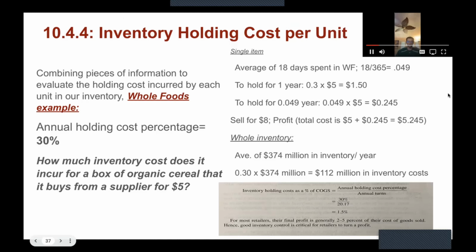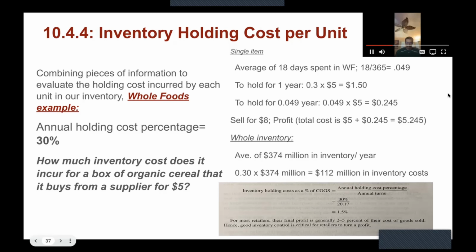Say Whole Foods' annual holding cost percentage is 30%. It is a growing company but doesn't face technological obsolescence or issues with changing fashion. For Whole Foods, how much inventory cost does it incur for a box of organic cereal that it buys from a supplier for $5? As we see, the box of cereal spends an average of 18 days in Whole Foods, which is 18 days divided by 365 days per year, equaling 0.049 years.